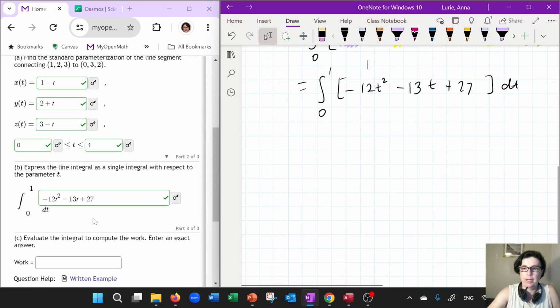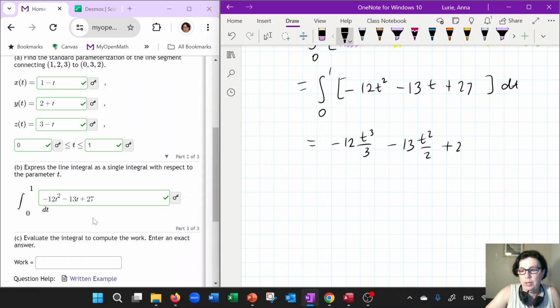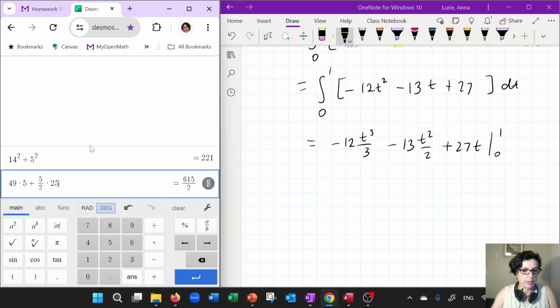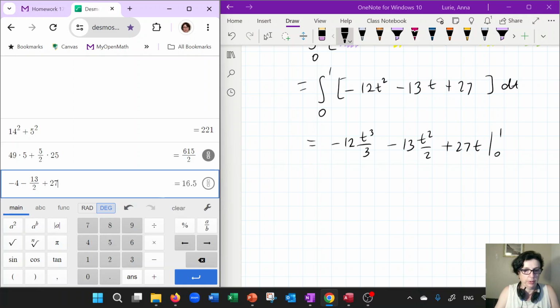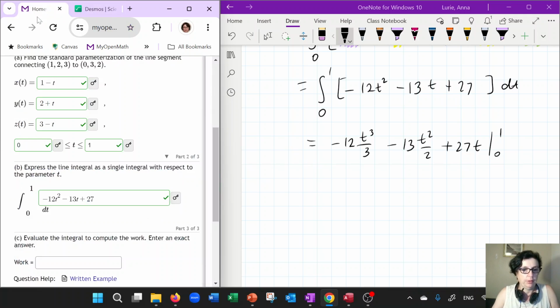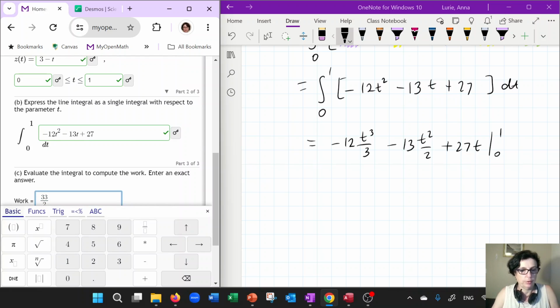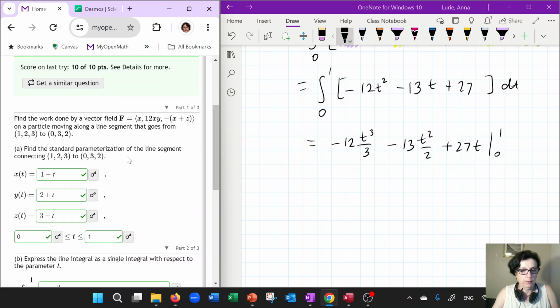All right, so then let's integrate. So this will become t cubed over 3. This becomes t squared over 2. And then this becomes t. Okay, substitute 0, 1. Now that part, I don't think I can mess up here. So this will be negative 4 minus 13 over 2 plus 27. 33 over 2. Okay.